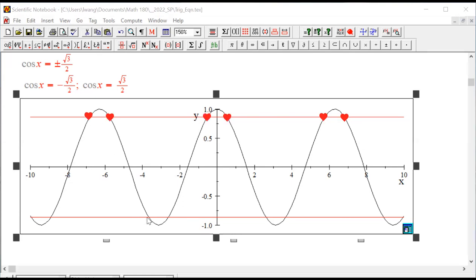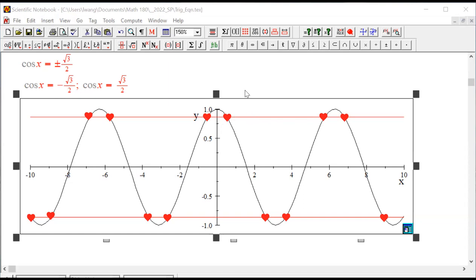Looks like there's some kind of symmetry, isn't it? There's some kind of symmetry in here. Do you guys see the symmetry? Positive, negative, positive, negative, positive, negative, right? There is all this symmetry. We have lots of solutions. How do we identify these solutions?